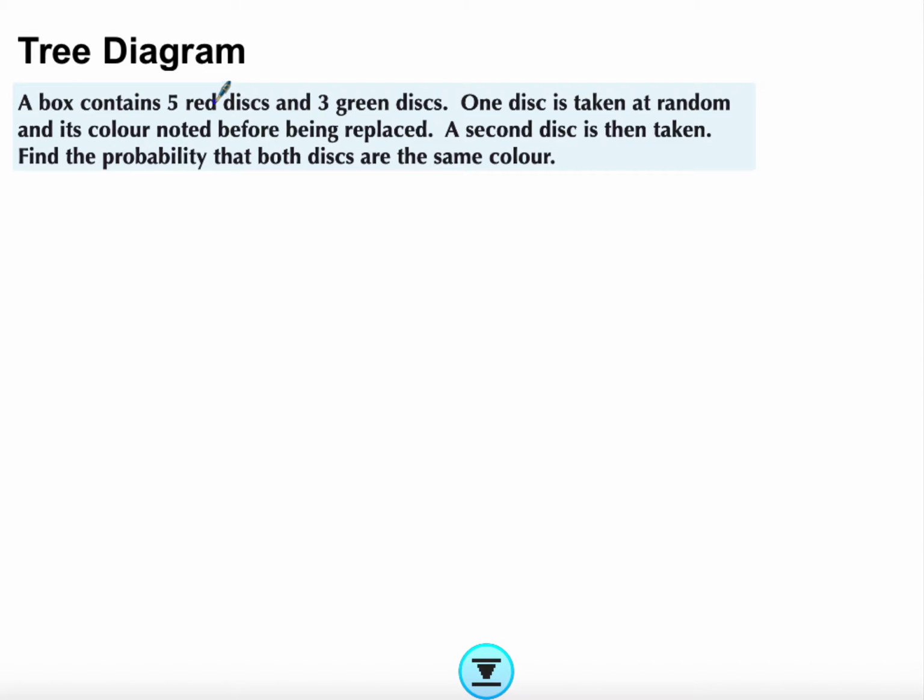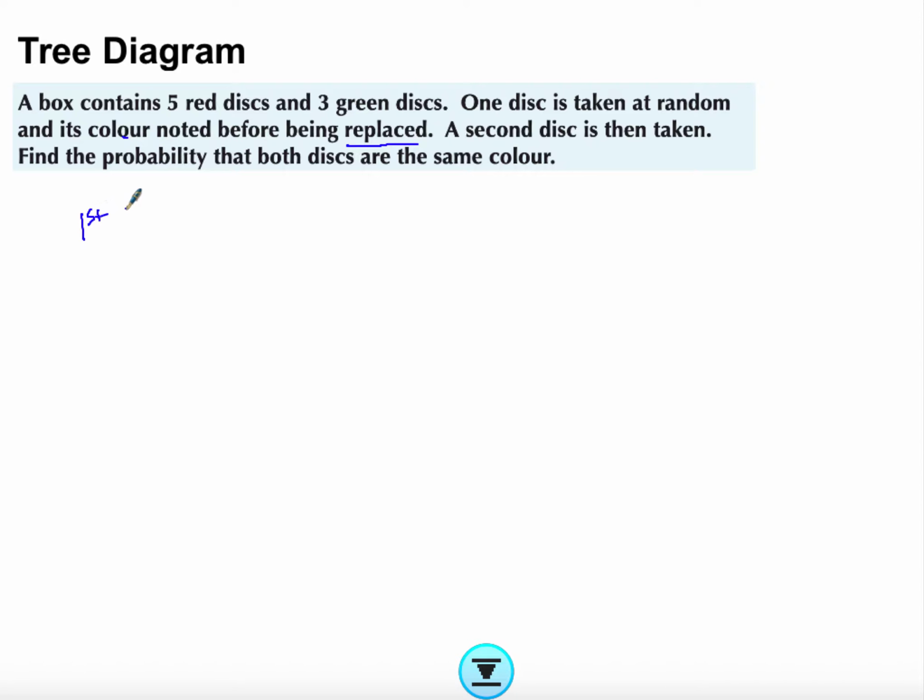We have a box with 5 red discs and 3 green discs. You're taking one disc at random and its color is noted before being replaced. This is important. And then the second disc is taken out. And we want the probability that both discs are the same color. You could do the whole probability on your own without a tree diagram, but let's look at the tree diagram because it's good practice.